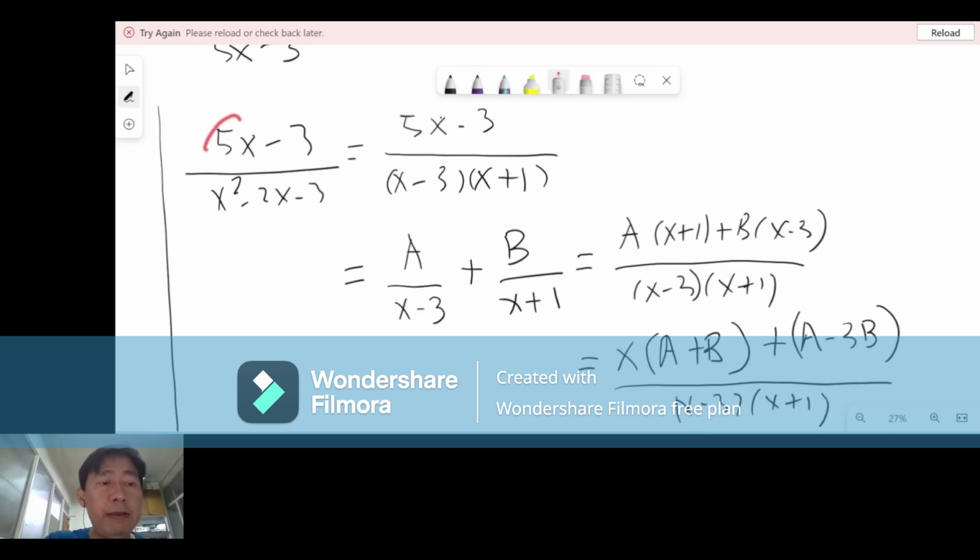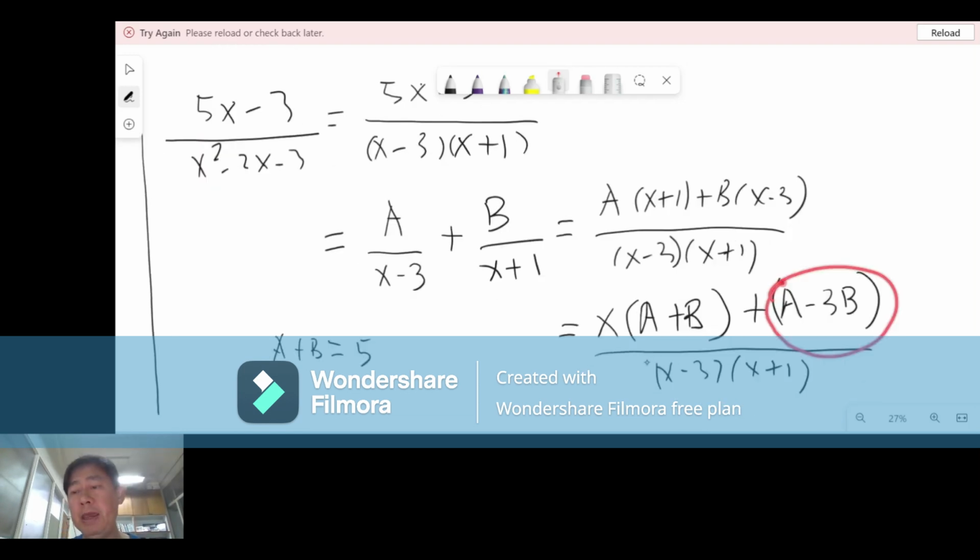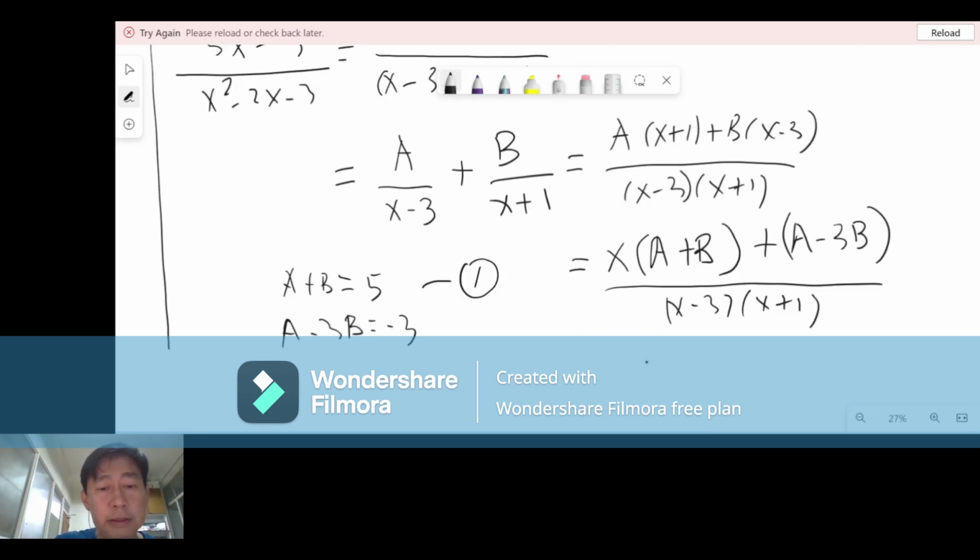Comparing the left-hand side and the right-hand side of these equations, the coefficient to the x term is 5. Therefore, a plus b must be 5. The term a minus 3b must be identified with minus 3. So I call this equation 1 and I'll call this equation 2.